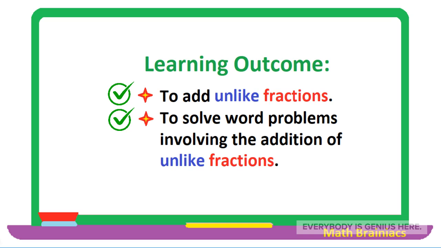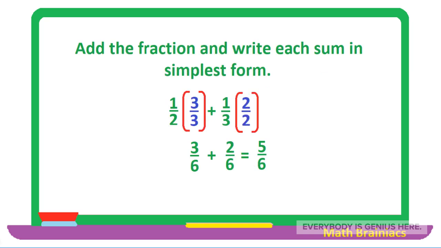We have learned how to add unlike fractions, and we have learned also how to solve word problems involving the addition of unlike fractions. To wrap it up, in adding unlike fractions, we need to make the denominators the same by multiplying the first fraction with the denominator of the second fraction, and multiplying the second fraction with the denominator of the first fraction. Okay?